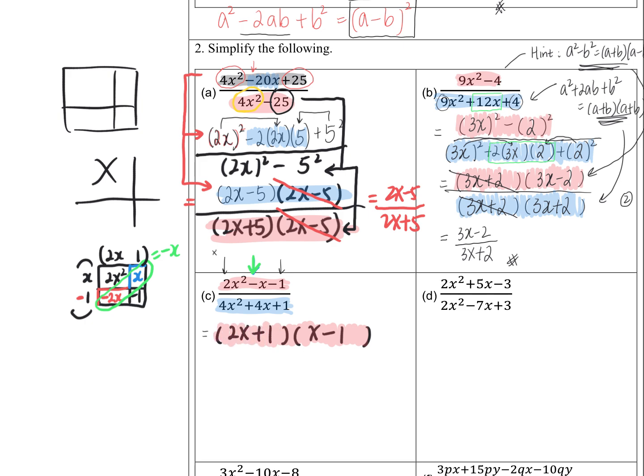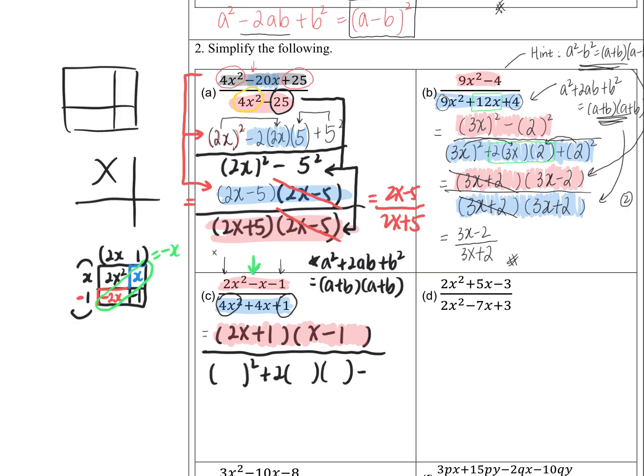Okay, now for the bottom, I ask myself, are the first and the last perfect squares? If they are, likely I can use the special product rule. So I'm going to use this. So this one is a plus b, a plus b. So this is the rule I'm going to use. So I need to change it to this, a squared plus 2ab plus b squared. So the a becomes 2x, the 1 becomes 1 squared. So copy this here.